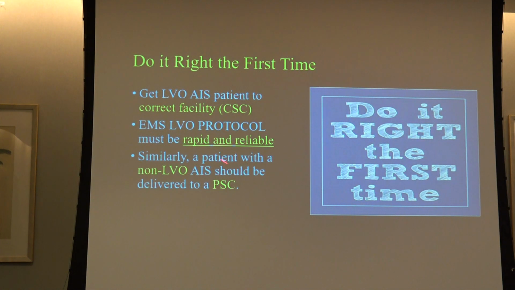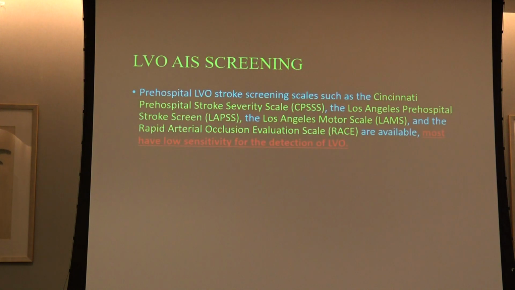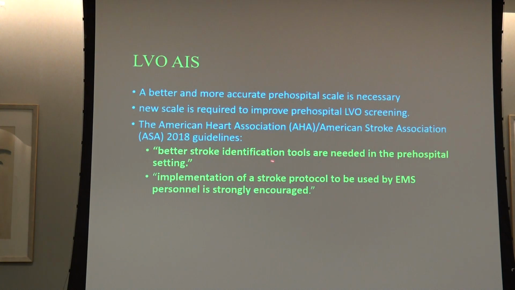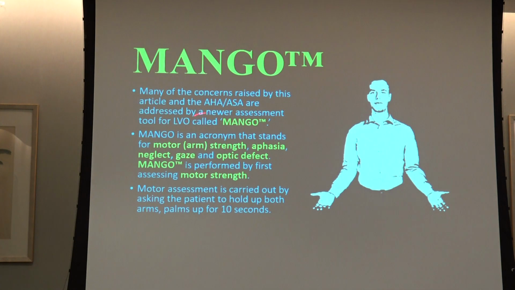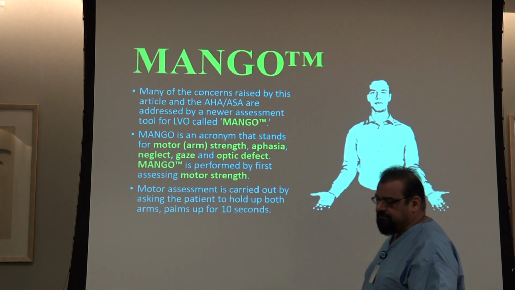And that's what MANGO is. It's a rapid and reliable tool to allow you to identify a large vessel occlusion and get to the right center. Now, there are multiple screening tools out there, but really, if you look at the American Heart Association and Stroke Association, they're both basically saying we need better screening tools to identify people with large vessel occlusion stroke. And that's what MANGO is. So I'm going to talk about MANGO for one moment before we go on.